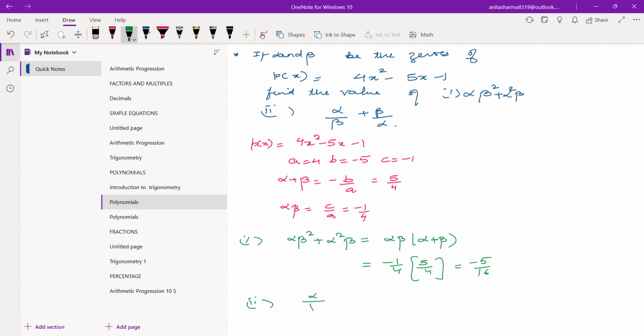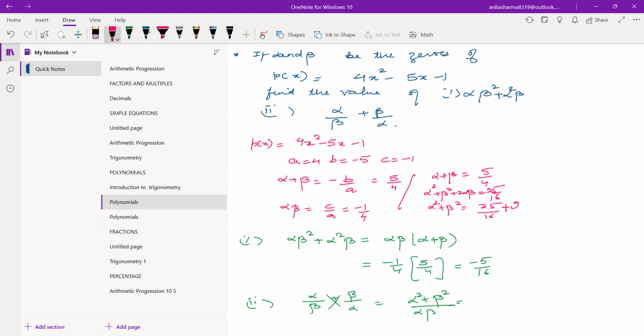Come to the second part, beta. Alpha by beta plus beta by alpha. So you will take LCM alpha beta, then cross multiply: alpha square plus beta square. How will you find the value of alpha square plus beta square? From the sum of zeros, squaring both sides of alpha plus beta, right? So alpha square plus beta square plus 2 alpha beta is equal to 25 by 16. Then the value of alpha square plus beta square will be 25 by 16 minus 2 alpha beta.